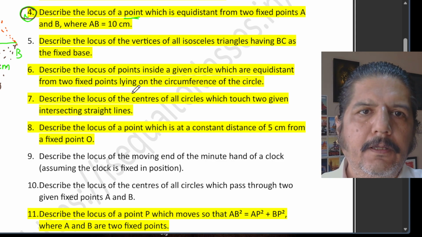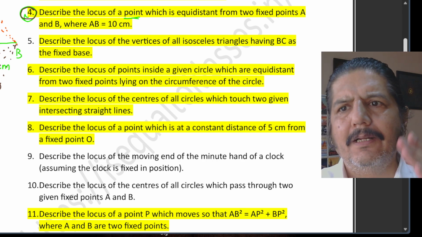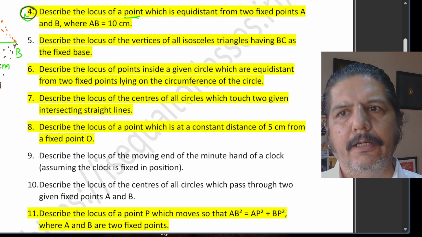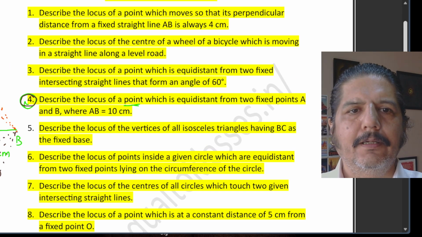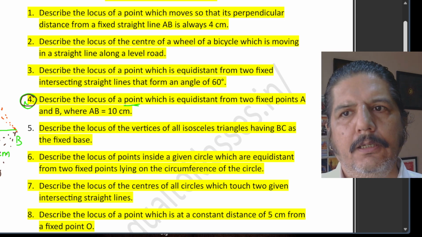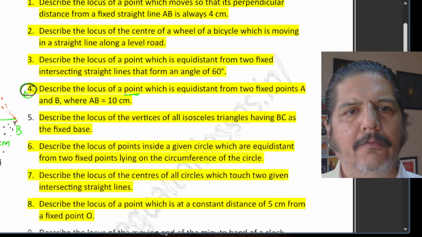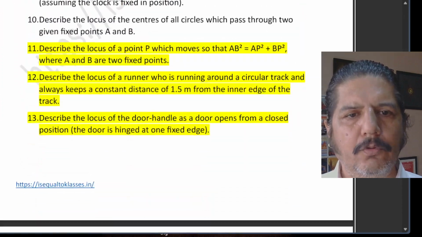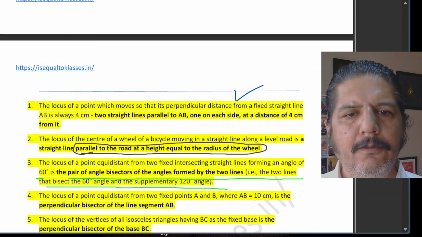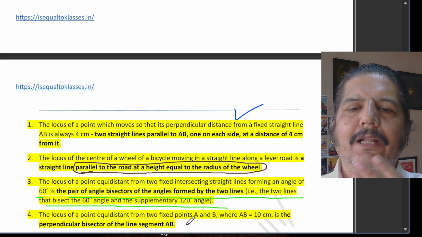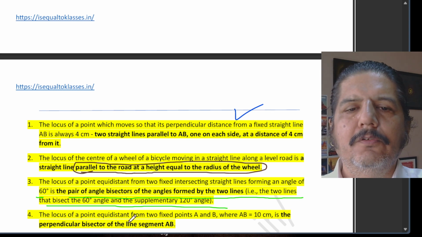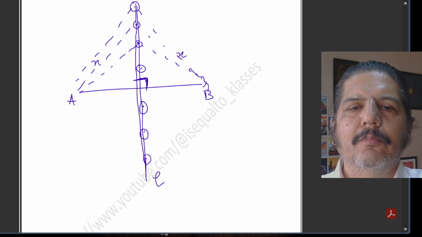Question number 4. Now you can draw the diagram also. This is what I'm saying again and again: whenever we are doing all these questions, you can draw a diagram so that the examiner understands that you have understood the logic. So for question 4, what you will mention is: the locus of a point equidistant from two points A and B, 10 centimeter apart, is the perpendicular bisector of the line segment AB.